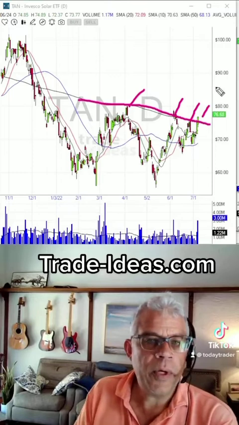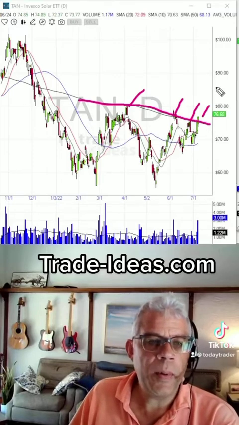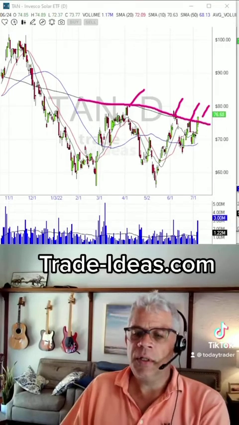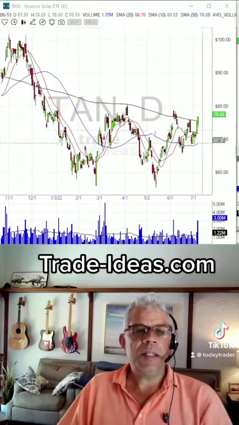So this is what we call relative strength. It's showing up here in the solar sector. So therefore, the trade of the week is TAN.